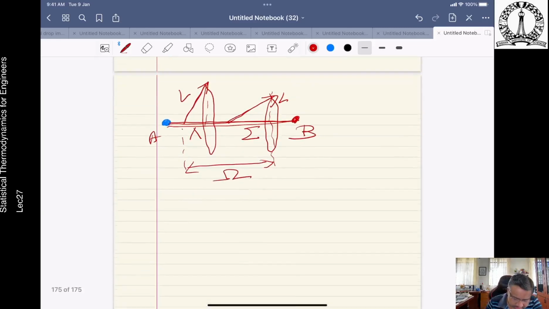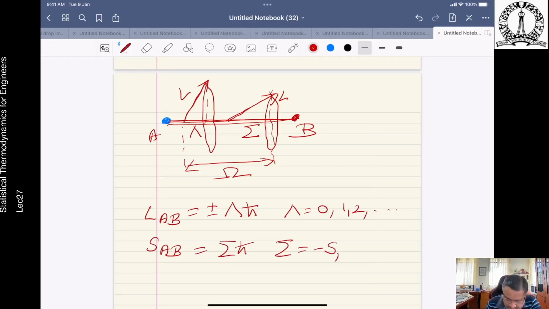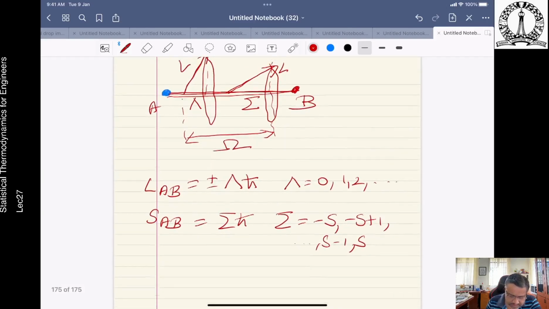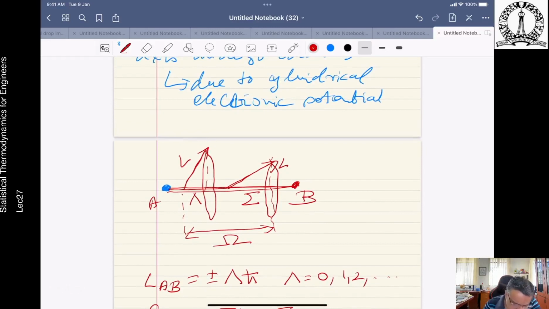So your L_AB is plus minus gamma h bar, where gamma is equal to 0, 1, 2, and so on. S_AB, which is the spin, is given as sigma h bar, where sigma goes from minus S, plus 1, continued, to S minus 1, S. Sorry, this I perhaps drew as L. It's not L. This is your S.